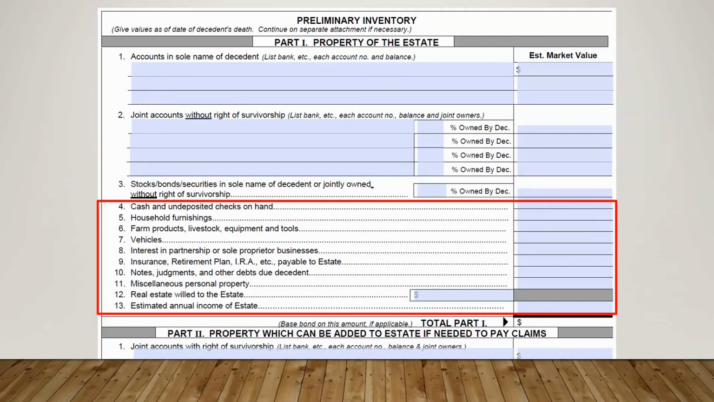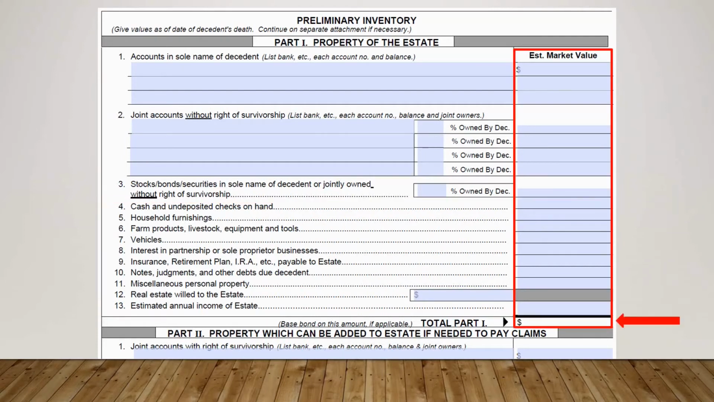Estimated annual income that the estate will continue to earn after the decedent's death. Once all the amounts are listed, add the values in the far right-hand column together and enter the total amount for Part 1.